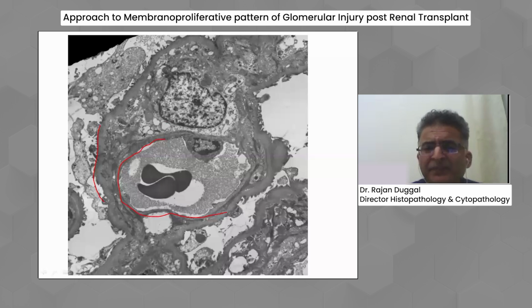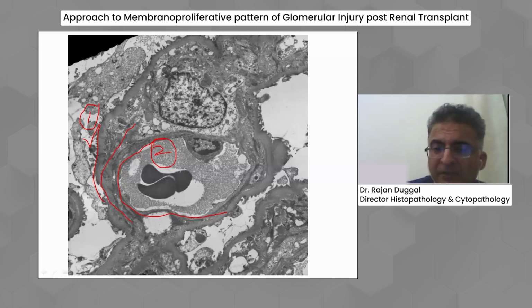Whatever duplication you are seeing on ultrastructure examination or on electron microscopic examination, what you find is this is one membrane like this, and this is a second membrane like this. So this is the first GBM, and the second one is a new glomerular basement membrane which is formed. And the in-between area is showing mesangial matrix. So this is what you see under light microscopy as duplication of the glomerular capillary wall.